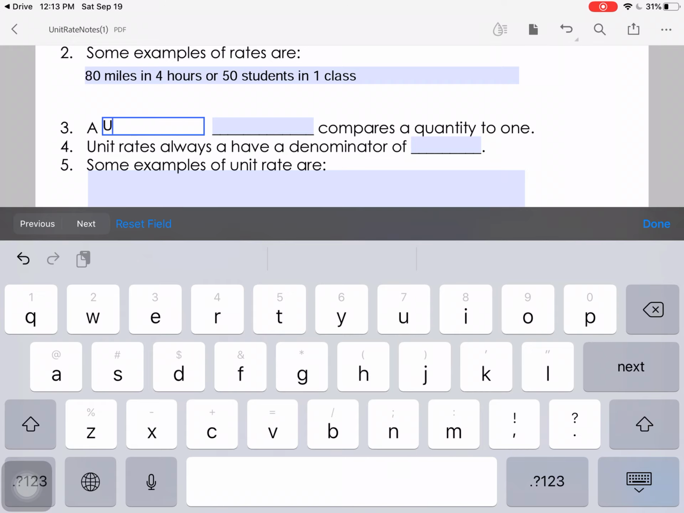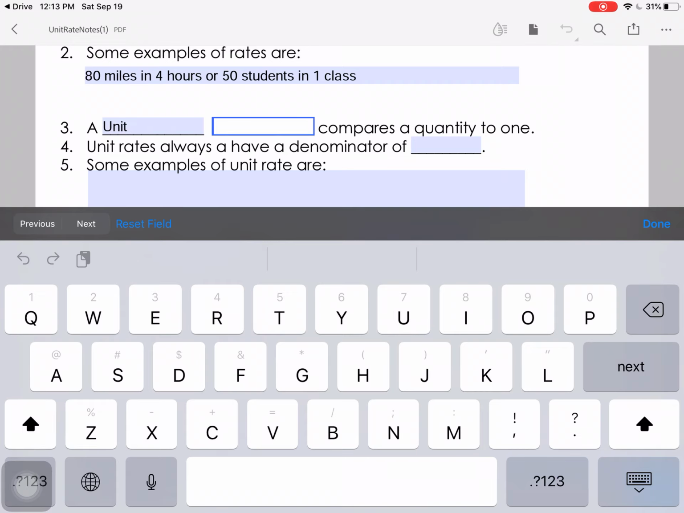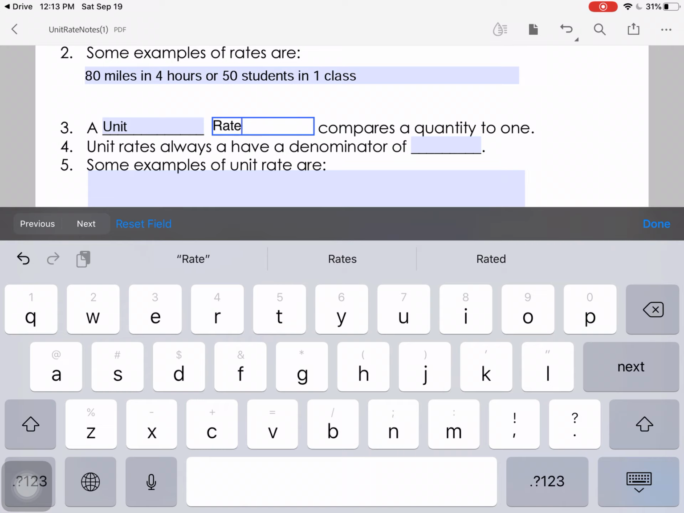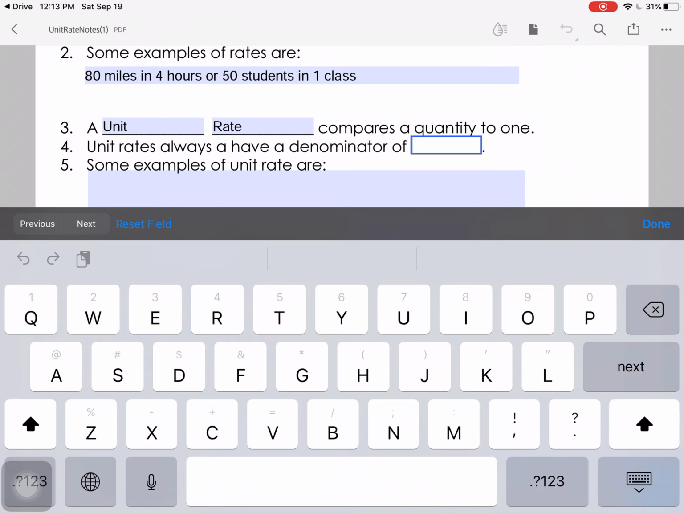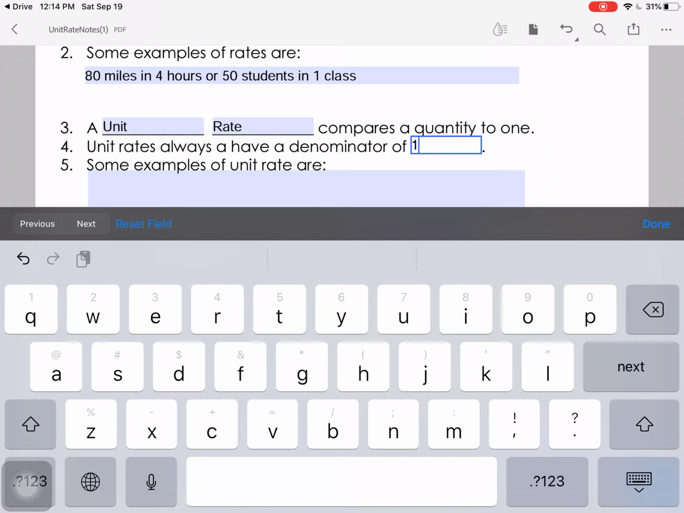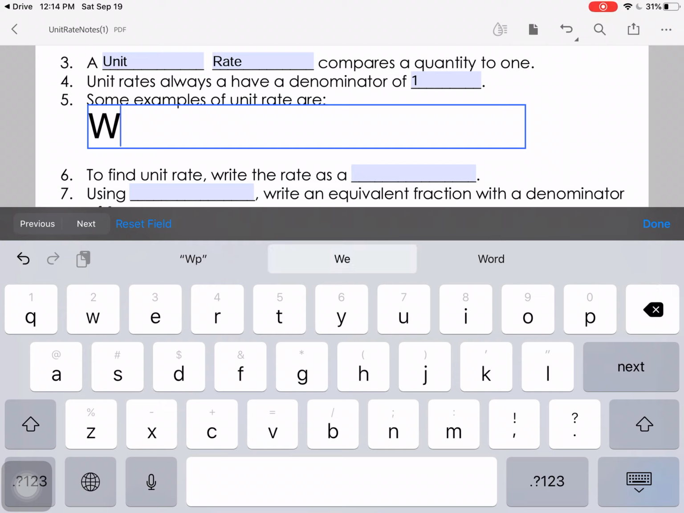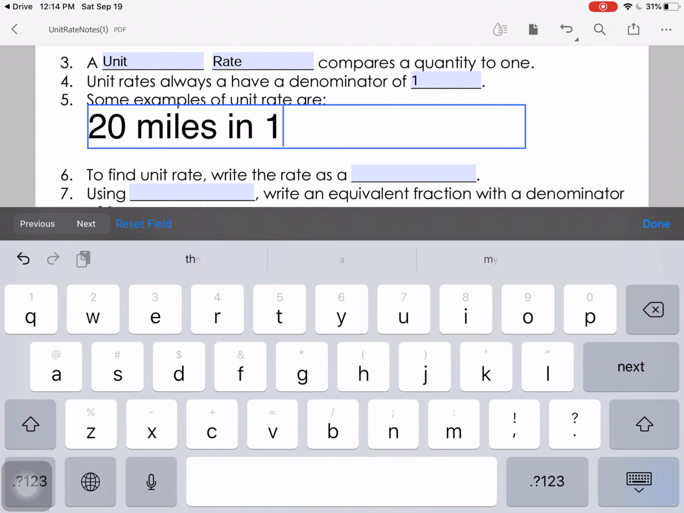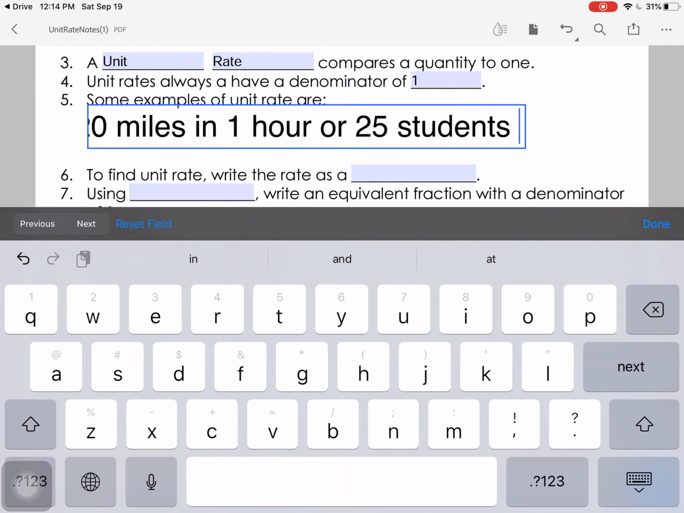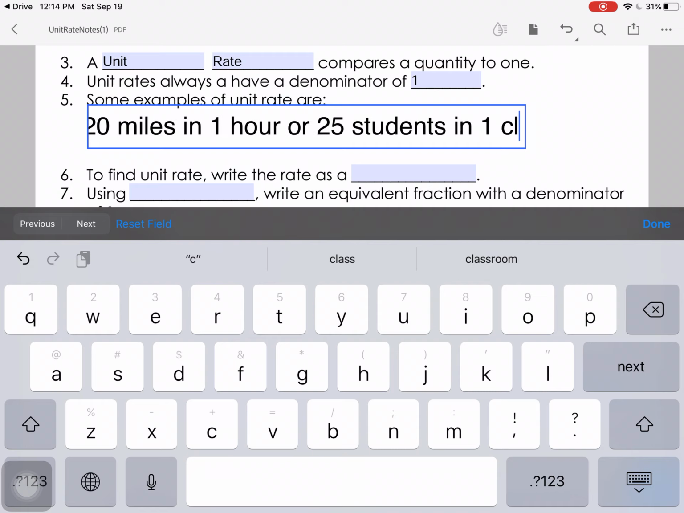A unit rate compares a quantity to one. Unit rates always have a denominator of 1. Some examples would be 20 miles in 1 hour, or 25 students in one class.